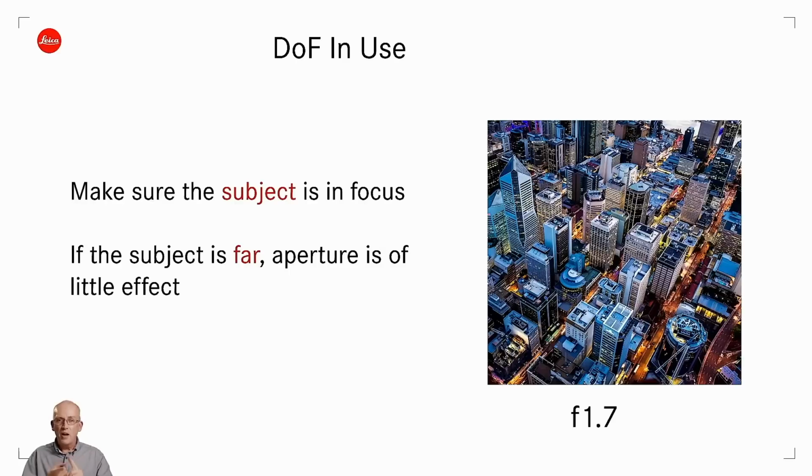Distant view. f1.7. This is a shot out of a helicopter of Brisbane. Everything's sharp in this picture at f1.7. So as long as the subject is sharp, the aperture has no bearing in this subject at all. Distant subject, whatever aperture you want to use, doesn't really matter. You might as well use the widest aperture you can so that you've got the highest shutter speed possible to get a sharp picture, okay?